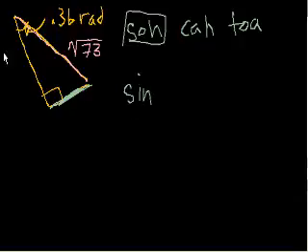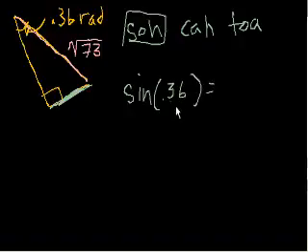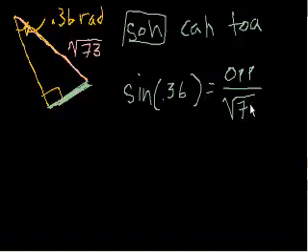Sine of an angle, in this case sine of 0.36 radians, and remember, this is radians we're dealing with, not degrees, is equal to the opposite side over the hypotenuse. The opposite side is this green side right here, so I'll write out opposite instead of writing O, because O would look like a 0. This is just sine equals opposite over hypotenuse. Well, what's the hypotenuse length? Square root of 73.